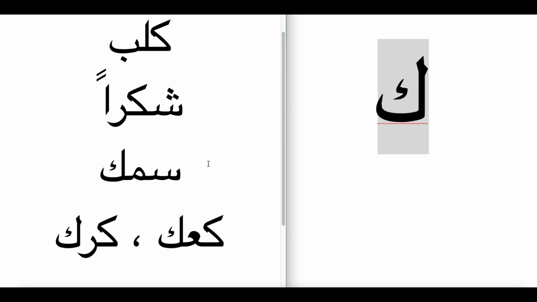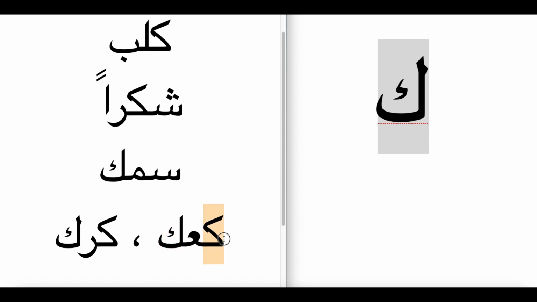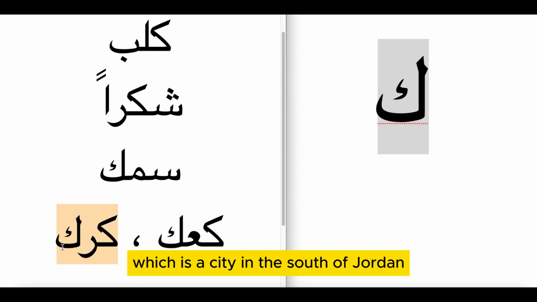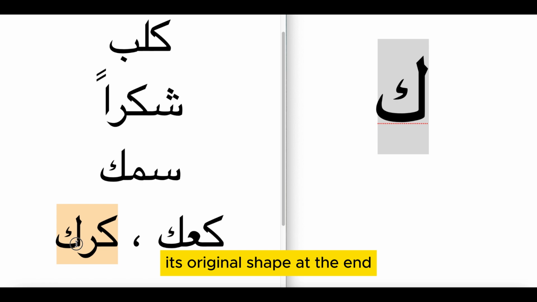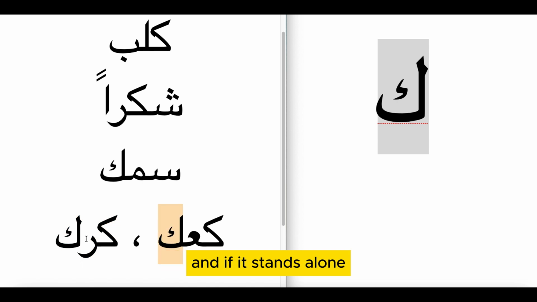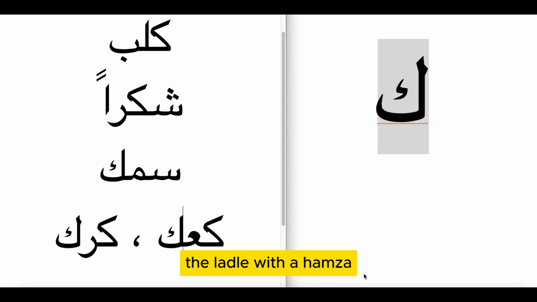Another word, Kak, which means cookies or cake. Here you have the two Kafs, Kaf at the beginning and at the end. So you have the two shapes here. Another word, Karak, which is a city in the south of Jordan, and also it's the name of a tea recipe, Shai Karak. Note how Kaf turns to its original shape at the end and if it stands alone, not connected to any other letter. Okay, the ladle with a Hamza.